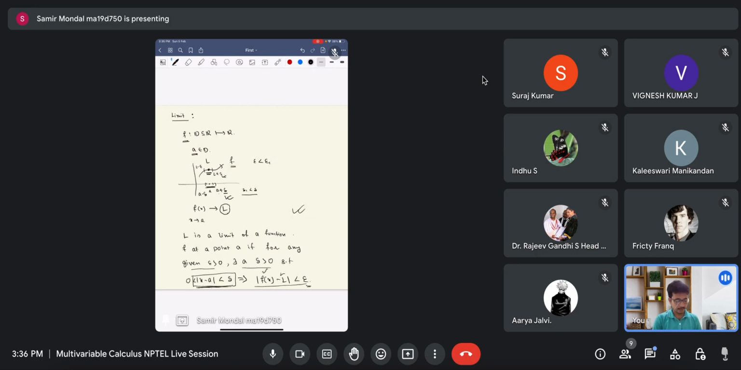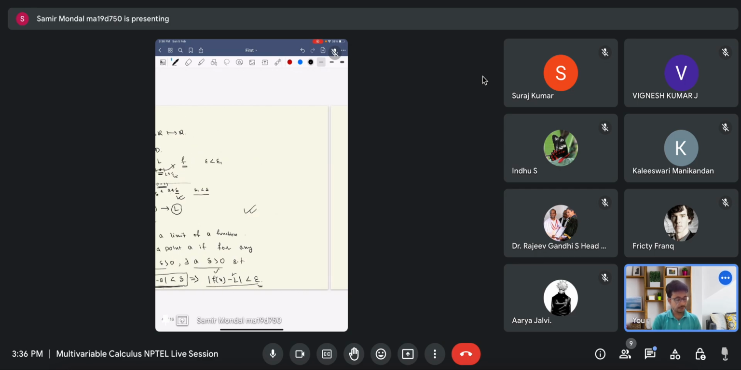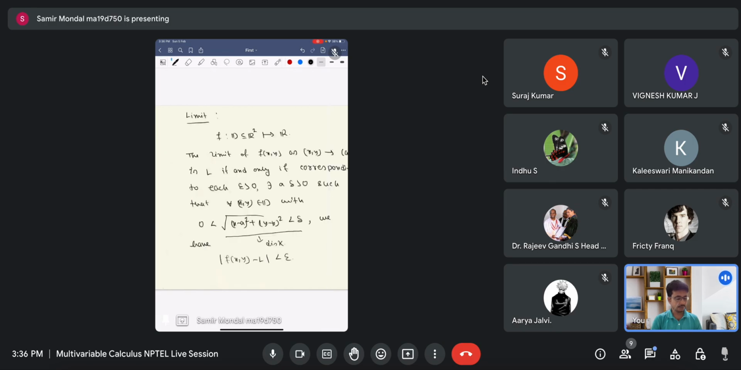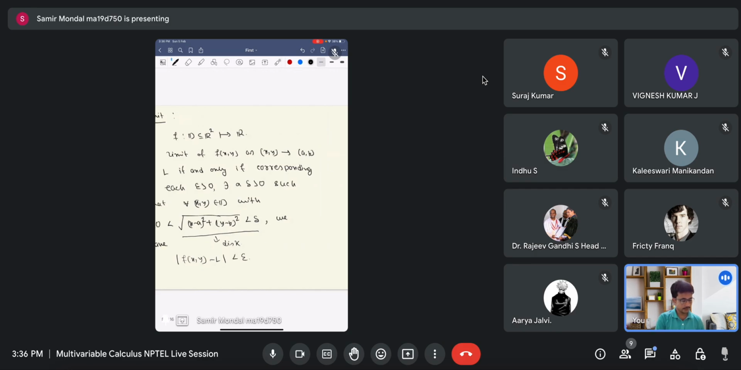Here please note that this is a strict inequality: 0 less than modulus of x minus a less than delta. For the two variable case, we are getting one disc around the point (a, b). Suppose this is your (a, b), we will get it like that. And for the one variable case, we were getting one interval. Is it fine or not? Please tell me.